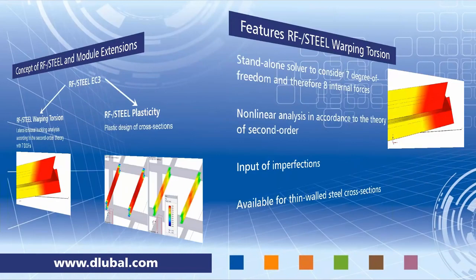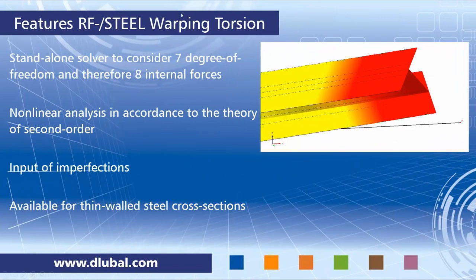To give you a bit more detail, here's a list of features available, and these are the features of the Warping Torsion extension. You have a standalone solver, and this is considering 7 degrees of freedom. The 7th degree is the Warping Torsion degree of freedom, beside the usual translational and rotational degrees of freedom. It is performing a nonlinear analysis in accordance with the second order. You can enter imperfections, and in general this extension is available for thin-walled steel cross-sections.